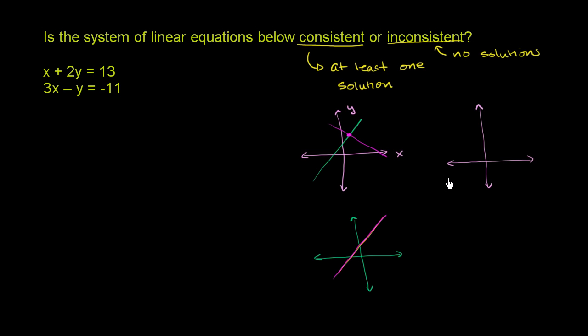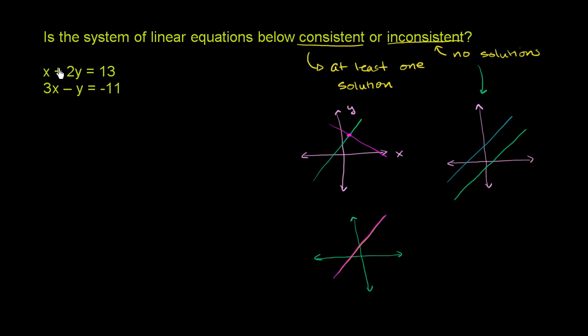One line could look like this. And then the other line would have the same slope, but it would be shifted over. It would have a different y-intercept. So it would look like this. That's what an inconsistent system would look like. You have parallel lines. This right here is inconsistent.